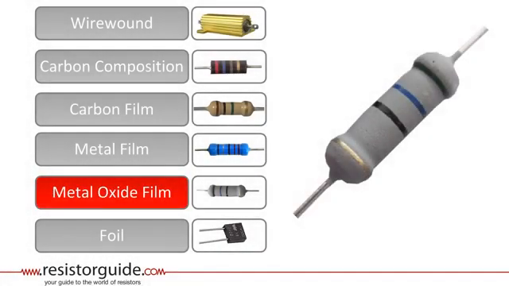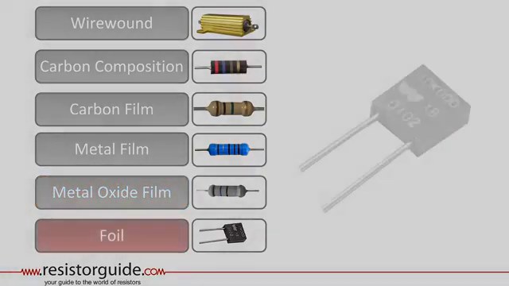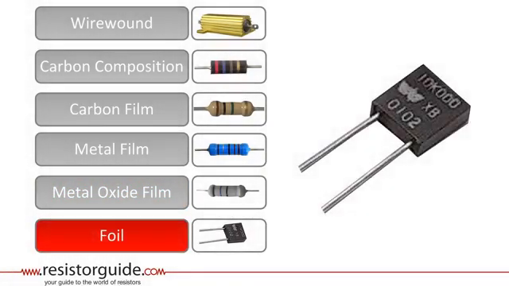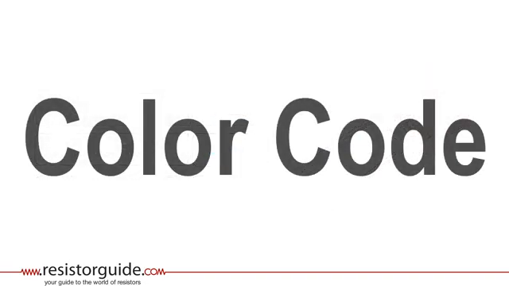Metal oxide film resistors are even more durable and have a higher temperature resistance and reliability than the metal film resistors. Foil resistors have a resistive element of a thin metallic foil of several micrometers thick. They have the highest available precision and stability today. Most actual leaded resistors have a marking with colored bands to indicate the resistance value and tolerance.